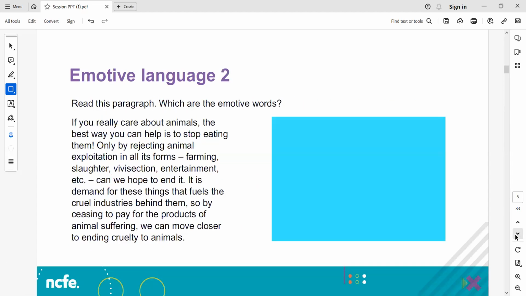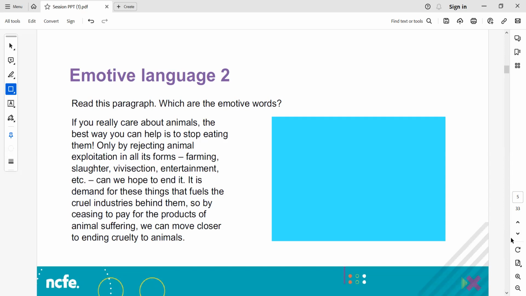Okay, so we've got another paragraph here to read. I'll read it out loud, and if you read along on your screen, I want you to pick out any emotive words. So which words in this paragraph are trying to impact us as the reader, trying to make us think in a certain way.